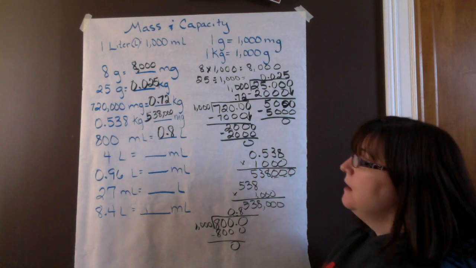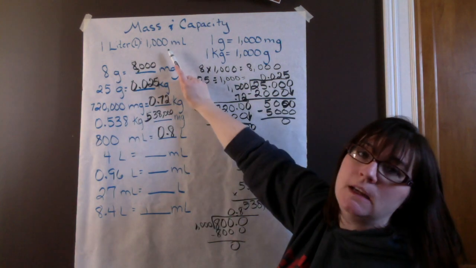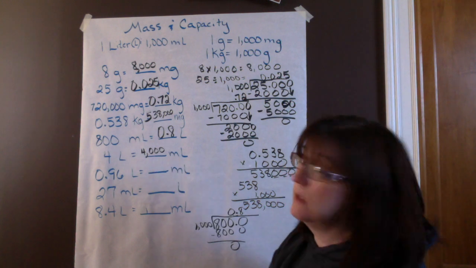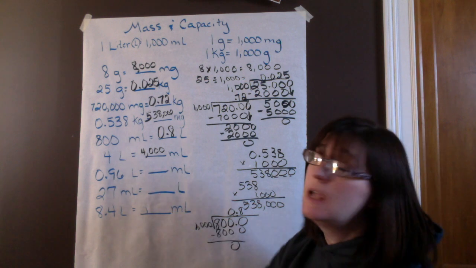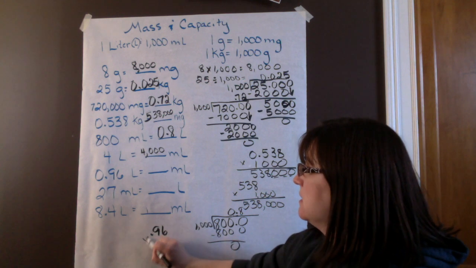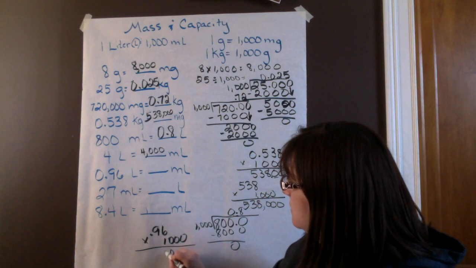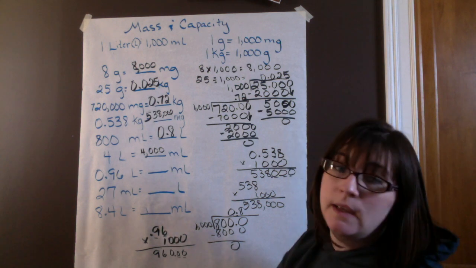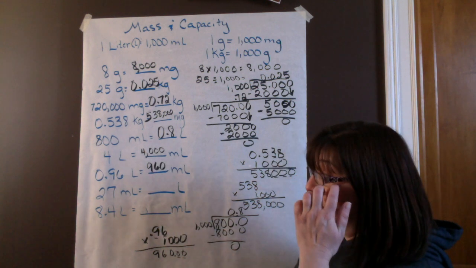So 8/10. Okay. This time I'm going from 4 liters to blank milliliters. That's pretty easy. 1 liter equals 1,000 milliliters. 4 liters will equal 4,000 milliliters. I'm just multiplying times 1,000. Okay, same thing here. Going from liters to milliliters, I'm just multiplying times 1,000. So I'm going to take this 96 hundredths times 1,000. Okay, so when I do that, I need 2 digits behind a decimal point, so it ends up being 960 milliliters.